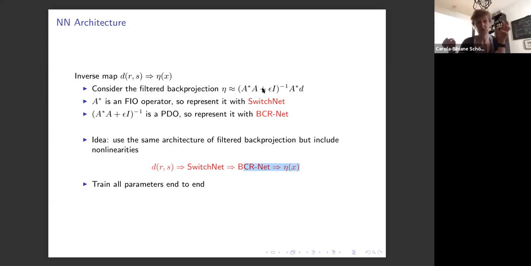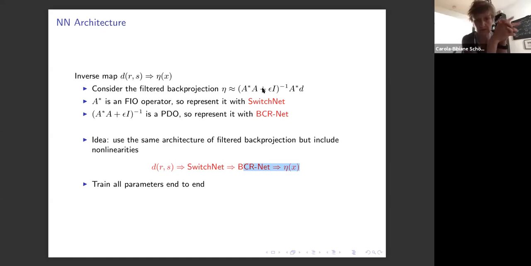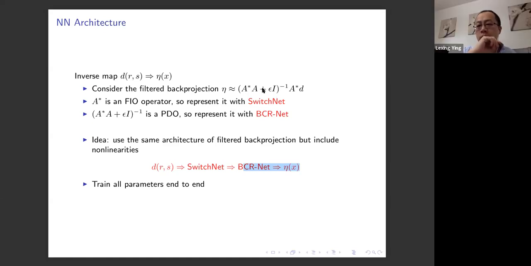Okay, so the relationship between A and A star, one being the adjoint of the other, is not captured by this, right? Your A star network. I'm only using the fact that this is a pseudo-differential operator. I'm not using the internal structure of A and A star in this.